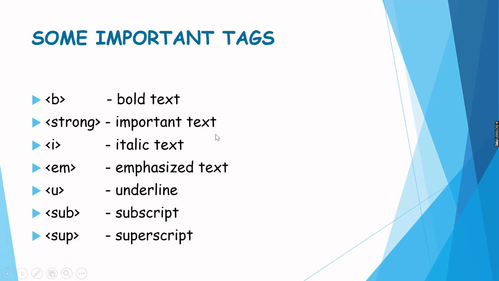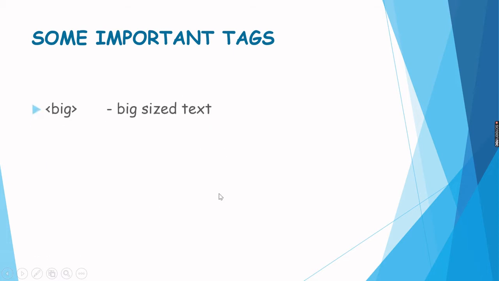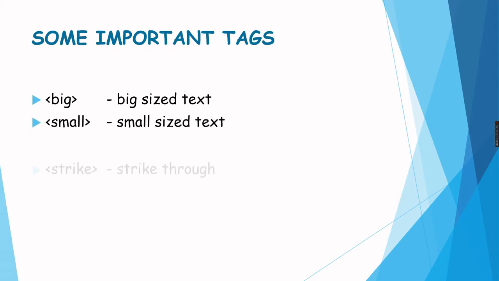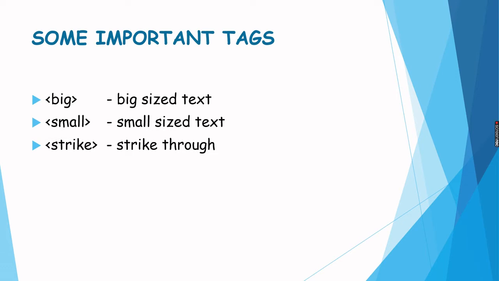Subscript and superscript tags are mainly used to show chemical formulas or mathematical equations. More tags include the big tag, which is used to increase the size of the text, and the small tag, which is used to decrease the size of the text. We also have a strike tag, which is used to show a strikethrough in our text. We also have an HR tag, which is not a container tag but an empty tag, and it is used to add a horizontal line in our text.